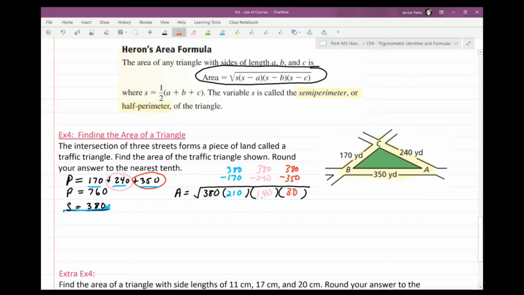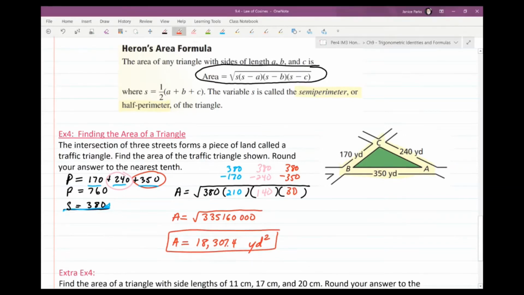Next, you're going to multiply all those numbers together, and I would like you to put in the entire value when you multiply those out. When you multiply all those numbers together, you're going to get 335,160,000. You put that in your calculator, and that should give you about 18,307.4 yards squared.